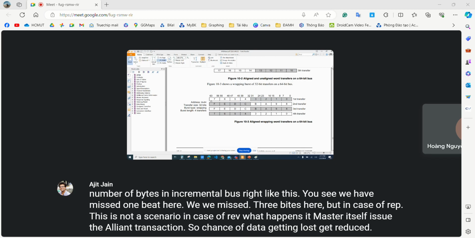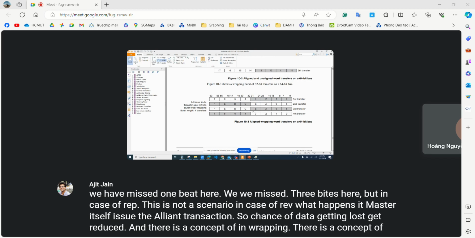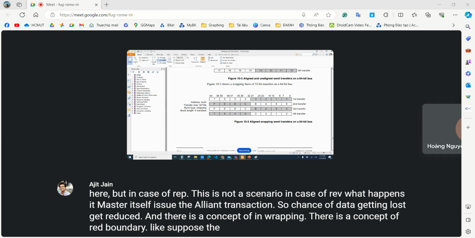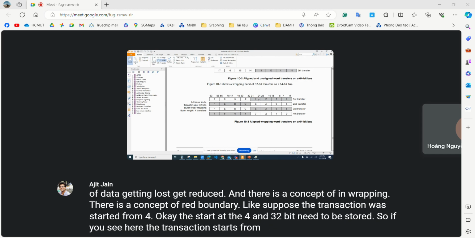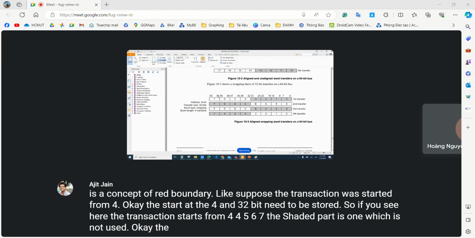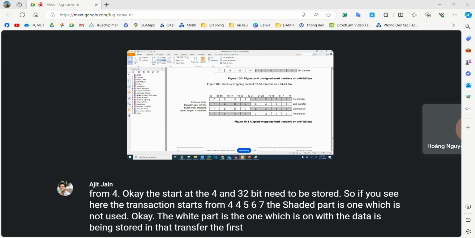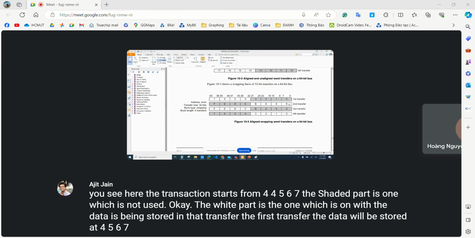And in wrapping there is a concept of wrap boundary. Like suppose the transaction was started from 4. The start address was 4 and 32 bit need to be stored. So if you see here, the transaction starts from 4, 5, 6, 7. The shaded part is the one which is not used. The white part is the one on which the data is being stored in that transfer. The first transfer, the data will be stored at 4, 5, 6, 7. In the next, 8, 9, A, B. In the third, C, D, E, F. Now there were 4 transfers.